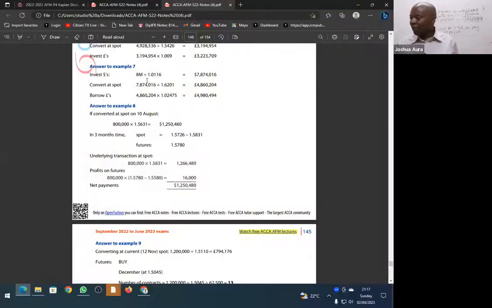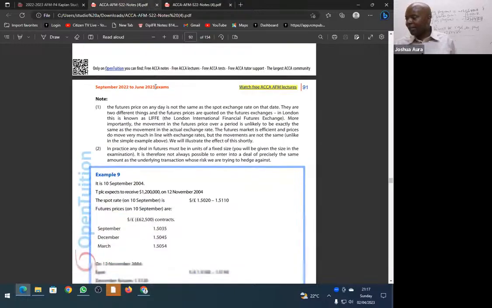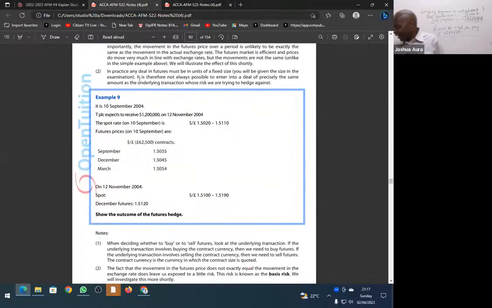So then this is what I would want us to do. I'll make the life a little bit harder. A similar one to the one that came. So it is here. We are told example 9. It is 10 September 04. The public listed company expects to receive 1.2 million on 12th November 04. The spot rate is given. The futures prices are given. So among us the three, which future do you think will we go for first of all, if you're going to receive this money here?